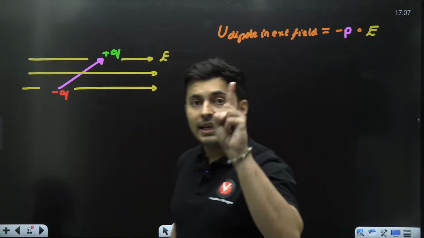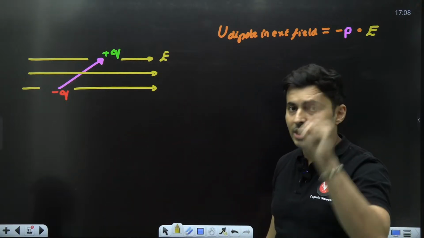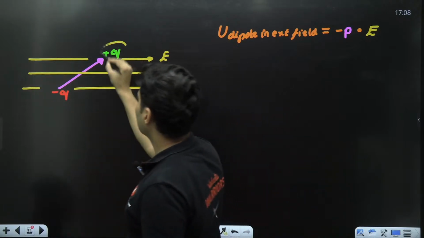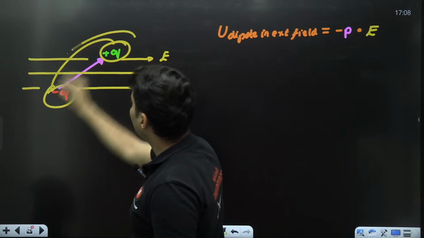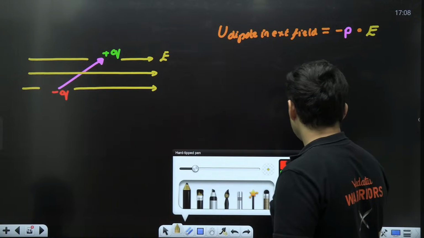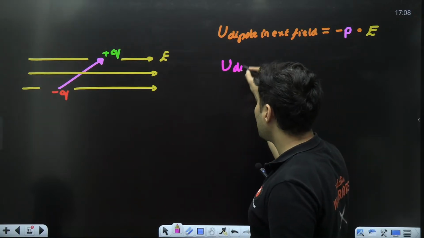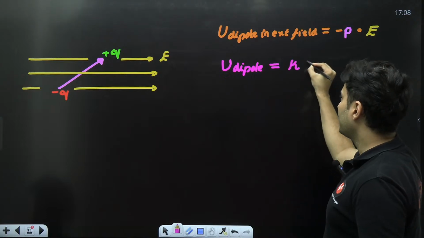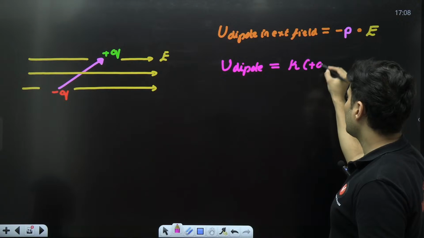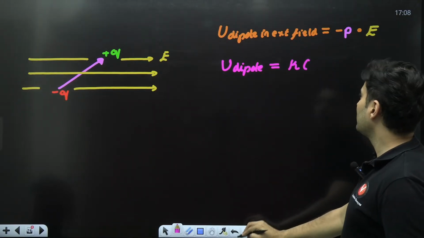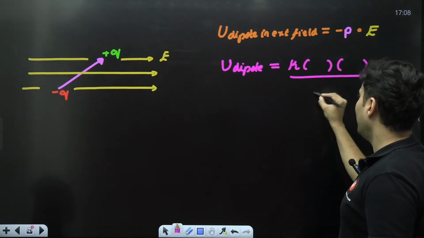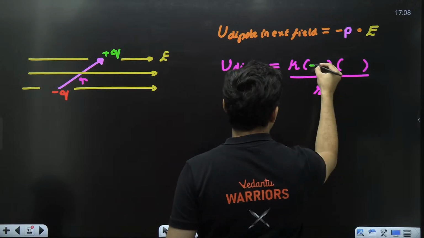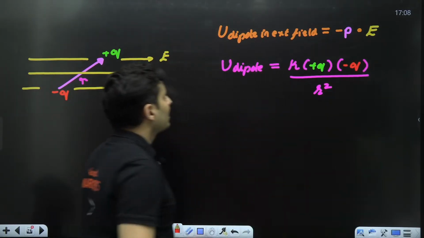But this energy is the energy due to the interaction of this charge with the field and this charge with the field. Remember, there is one more interaction, and that is between this positive charge and this negative charge. They two together also have a potential energy. So just imagine, at the same time, there is also potential energy of just the dipole, and that will be given by your regular formula, which is K Q, where one is positive Q and the other is negative Q, divided by R square. R is basically the distance between those charges. This is the potential energy of the dipole.